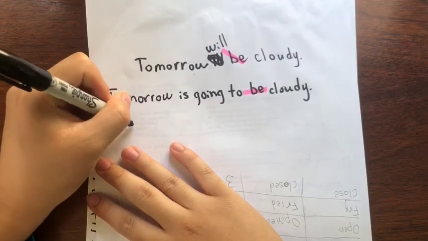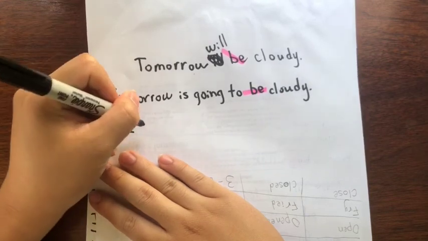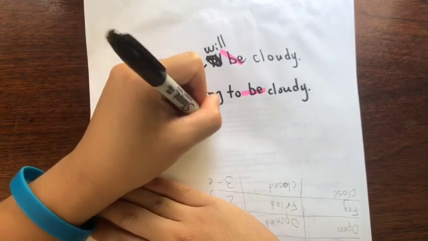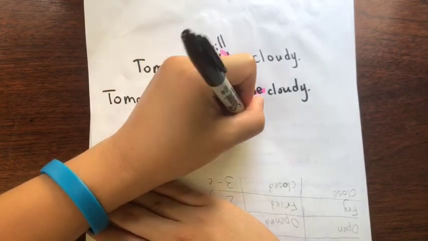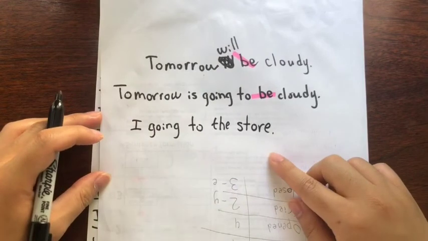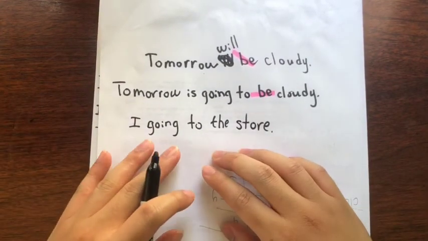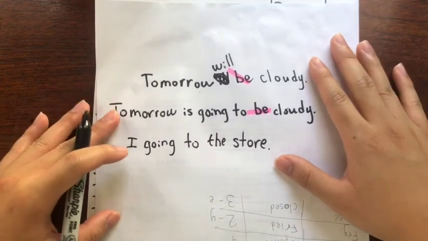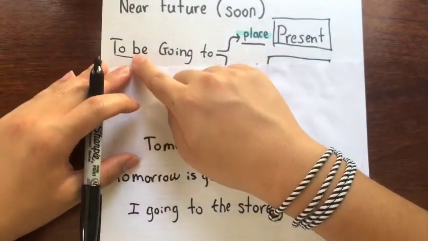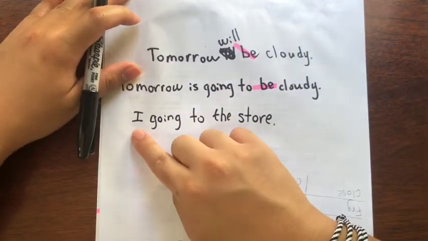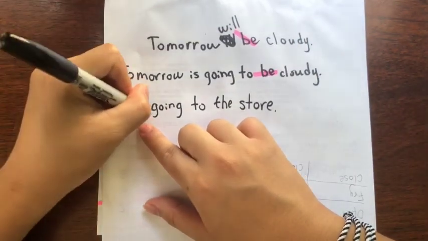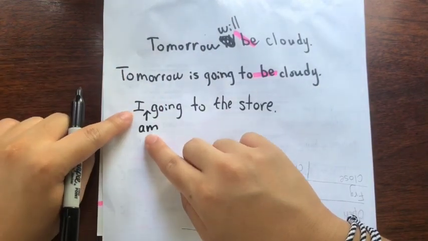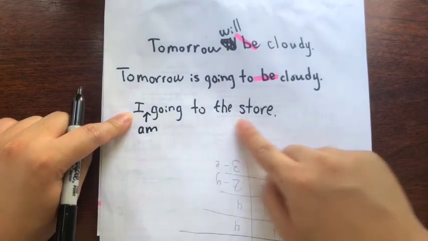So I hear a lot of people make this mistake. I hear a lot of people say, I going to the store. What's wrong with this sentence? I going to the store. Well, we need to be. This is only the word I. So what's missing here? I am. I am going to the store.